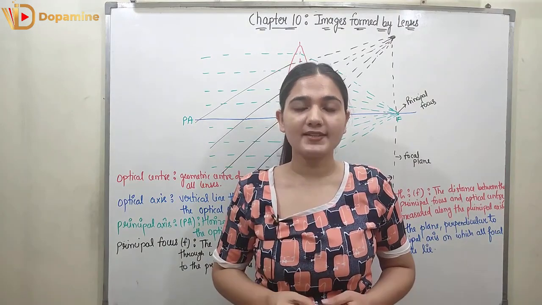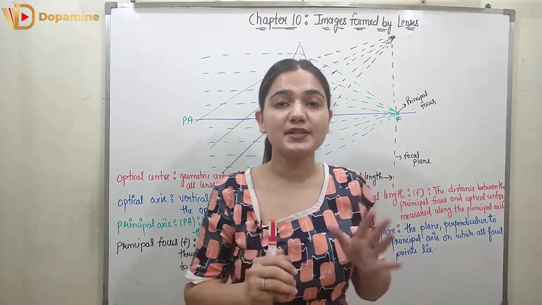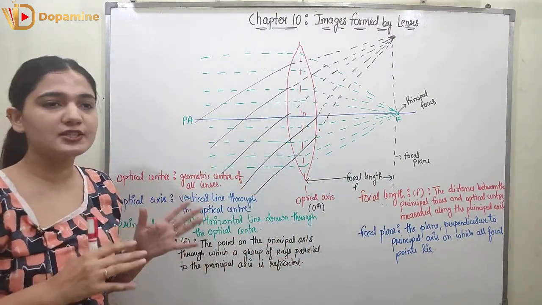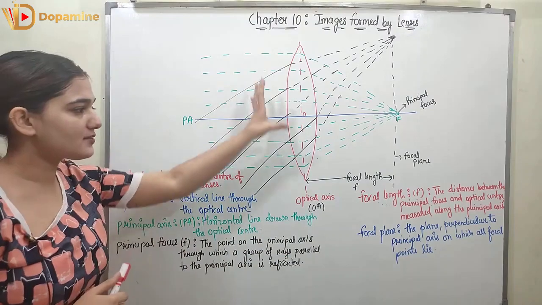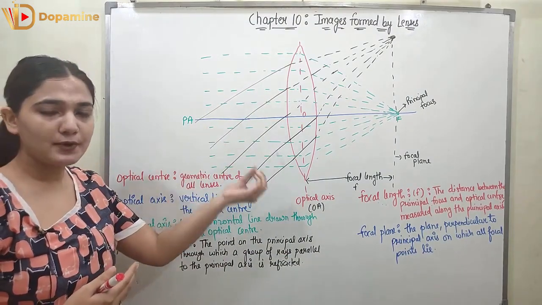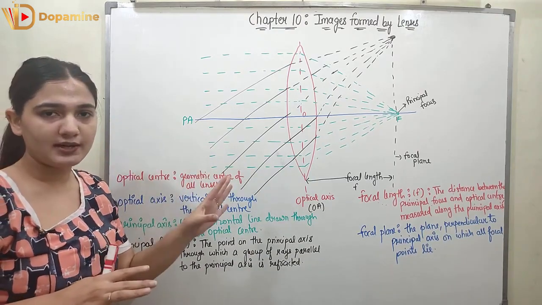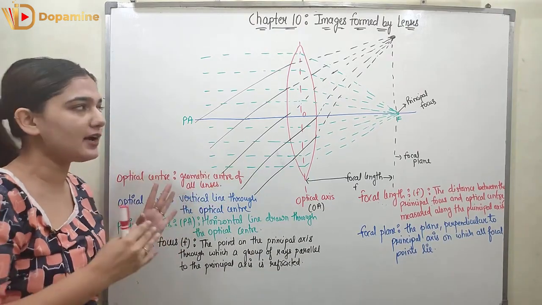Hello guys, we are discussing chapter 10, images formed by lenses. Today we are going to see some important definitions related to the lens, right? So this is my lens. It could be any lens. Here we have made a convex lens, it could be a concave lens as well. So all of the definitions would be the same for any kind of lens.